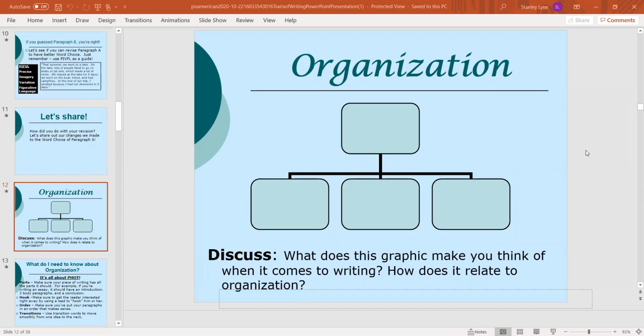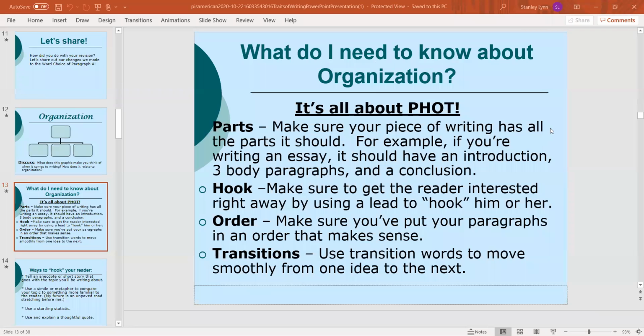Organization. What does this graphic make you think of when it comes to writing? And how does it relate to organization? Again, you're going to draw some little squares in your notebook. And this is what it means. What do I need to know about organization? It's all about PHOT, parts. Make sure your piece of writing has all the parts that it should. For example, if you're writing an essay, which you are, it should have an introduction, 3 body paragraphs, and a conclusion.